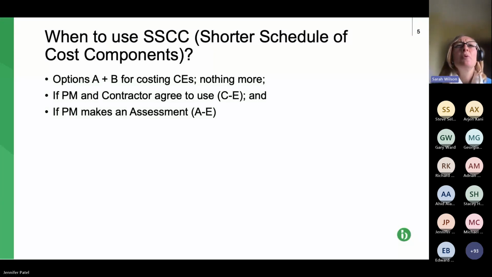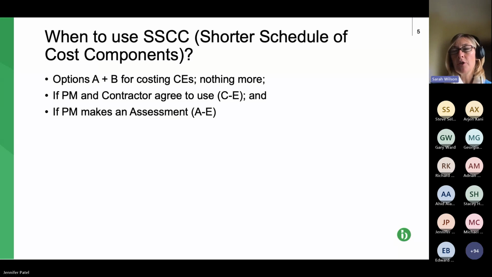Thanks. So when do you use the shorter schedule of cost components as opposed to the schedule? It is what it says, it's shorter than the schedule of cost components. So it's logical to use it in cost price options A and B of NEC, because options A and B are fixed price contracts. So you might think, well, why do we need any kind of schedule, shorter or otherwise, when we've got a fixed price contract? Good question.